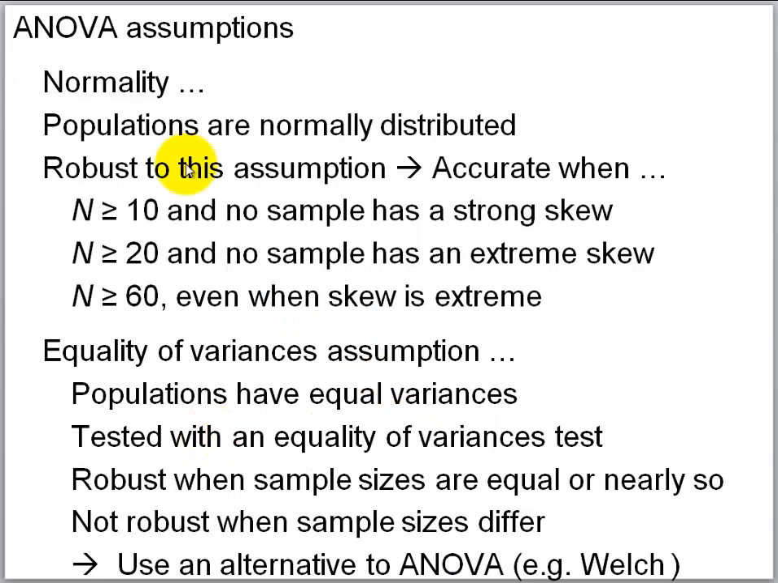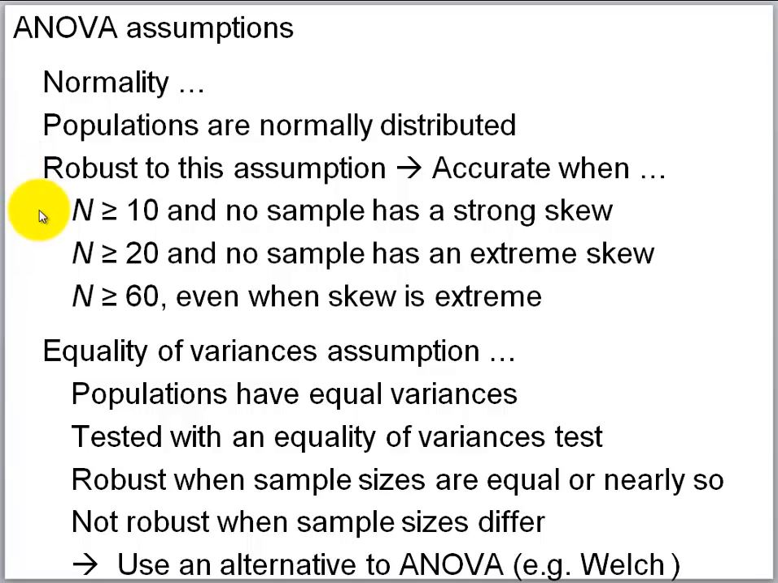Let me talk about the assumptions for ANOVA. One assumption is the normality assumption, which is that populations are normally distributed. And just as is the t-test, it is robust to this assumption.